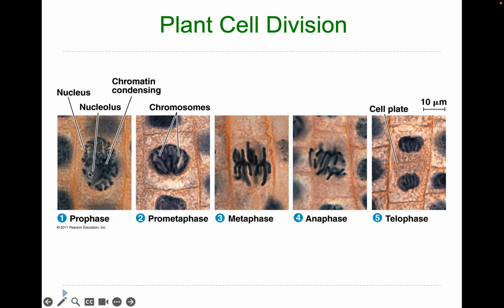So we have prophase here where the chromatin is condensing, and they're beginning to form chromosomes. In metaphase, everything's lined up at the center of the cell. In anaphase, the chromosomes begin to pull apart. And in telophase, we see these two young cells beginning to separate from one another.